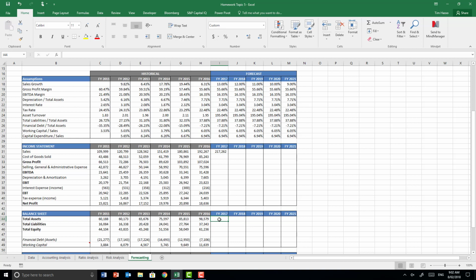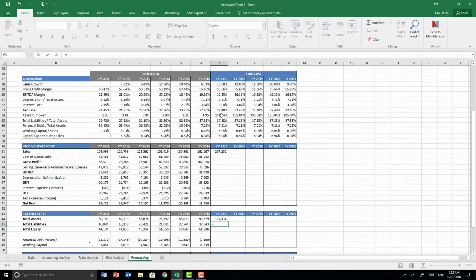In order to populate the balance sheet items, I need to first figure out what my total assets are, and my total assets are going to be using the asset turnover ratio to make an assumption for the total assets in 2017. So I'm going to take my sales in 2017 and divide it by the asset turnover assumption that I have, and that gives me how much total assets I think I will have in 2017.